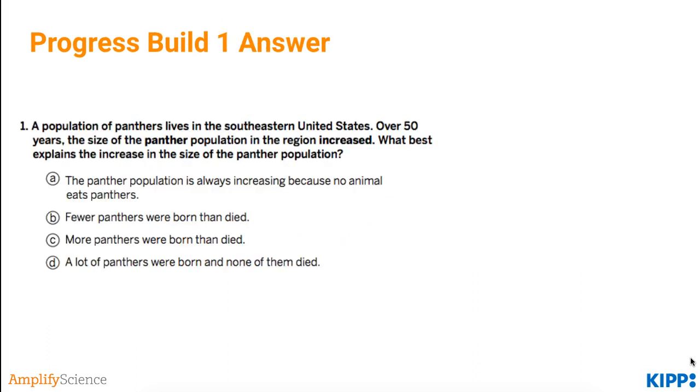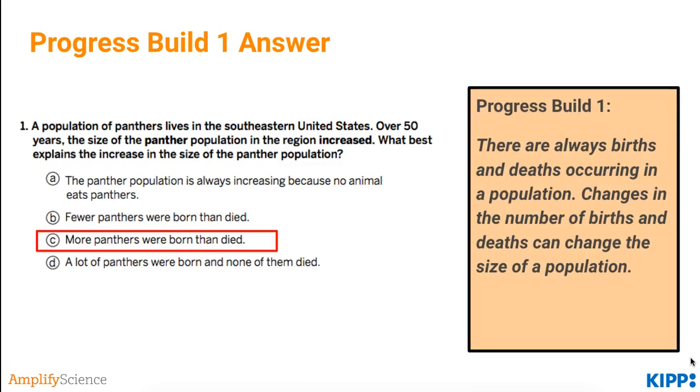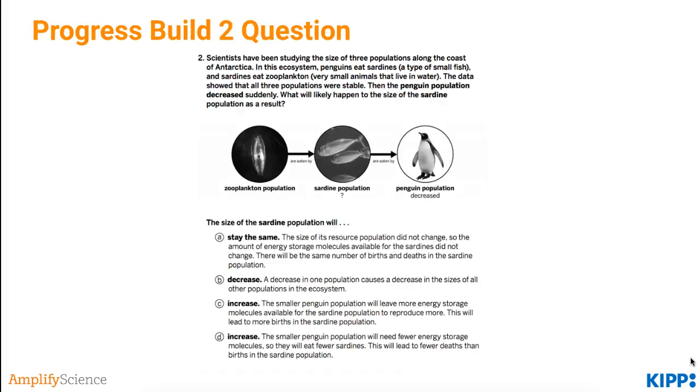The correct answer is C. More panthers were born than died. This question assesses Progress Build 1, that there are always births and deaths occurring in a population, and that changes in the number of births and deaths can change the size of a population. Let's look at question number 2.